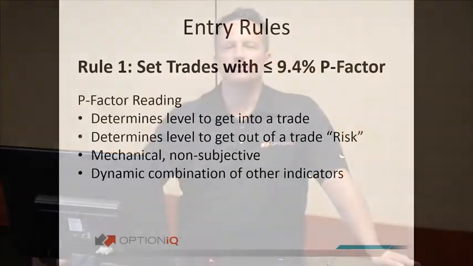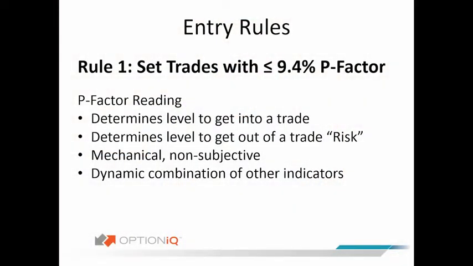So entry rules. We have a set of rules for getting into a trade, which I want to address first. And this particular slide is titled rule number 1. This rule is that we choose trades from the software. These are trades that have already been set up for us, but we choose trades that always have a 9.4% probability factor or less. So the rule is set trades with less than or equal to 9.4% probability factor.